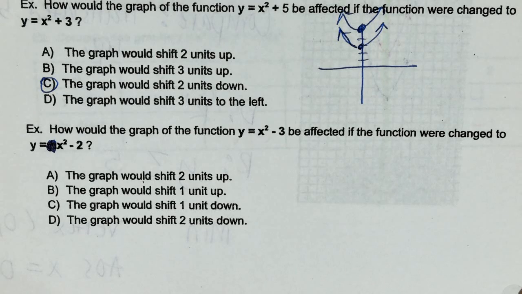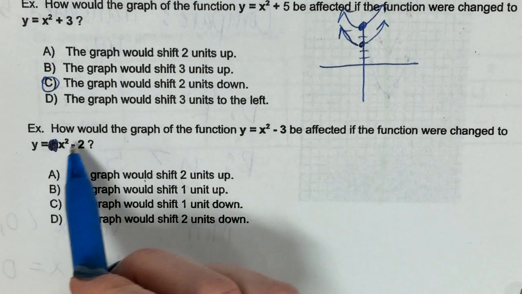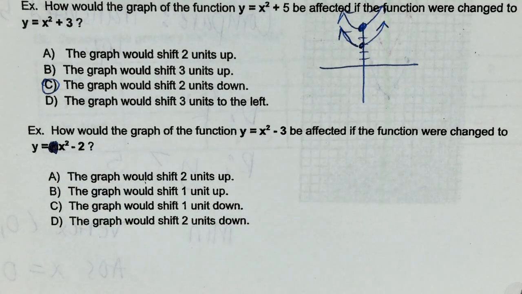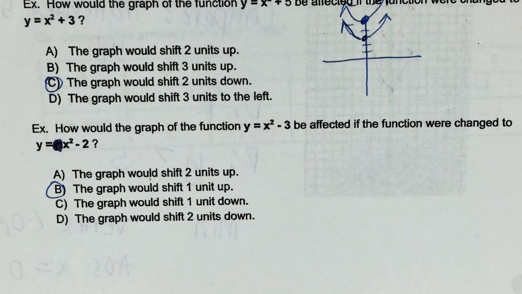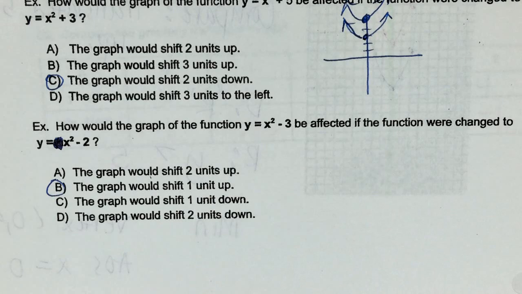Okay, what do you think? It's going to go 1 unit up. Why? Because it started at negative 3 and moved to negative 2, so to get from negative 3 to negative 2, it's shifting 1 unit up. Now again, if you're on your EOC, you could literally put these in your calculator and look at what happened to them. Okay?